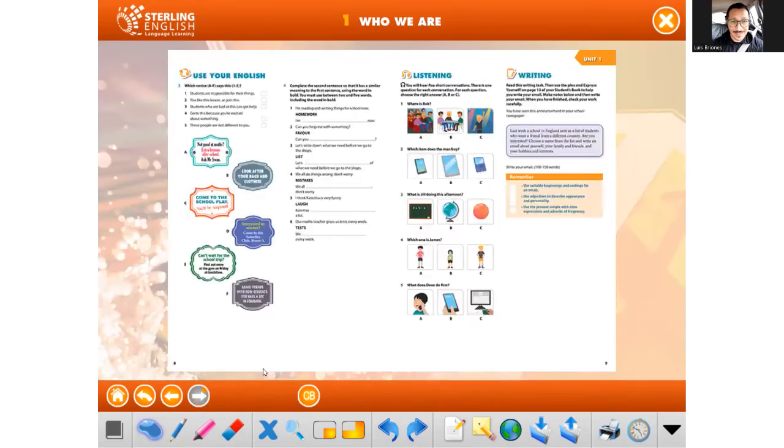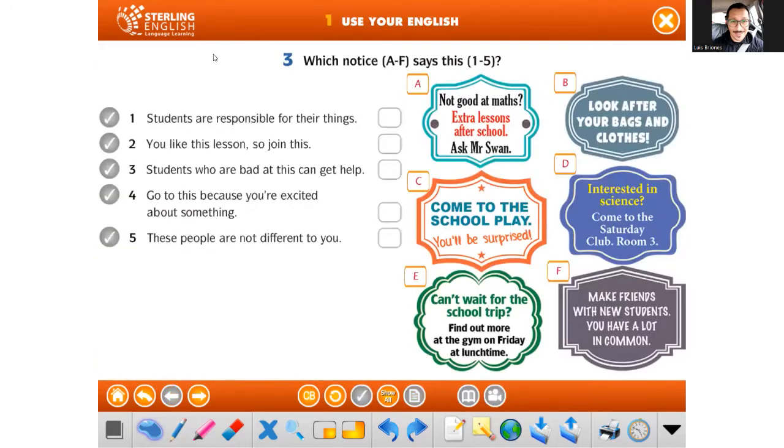That's page number 8. And those are the last 2 activities we are going to make, number 3 and number 4. These are classic KET activities, key test activities, all right? Number 3 says, which notice, A to F, says 1 to 5, all right? So we have sentences here like students are responsible for their things. All right, which of these notices says that?